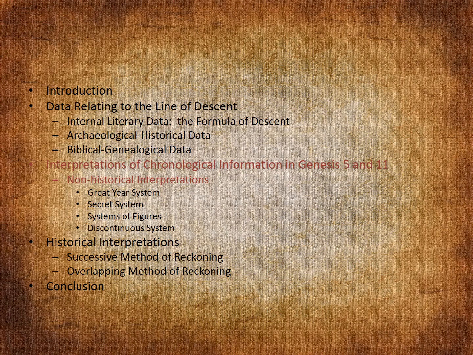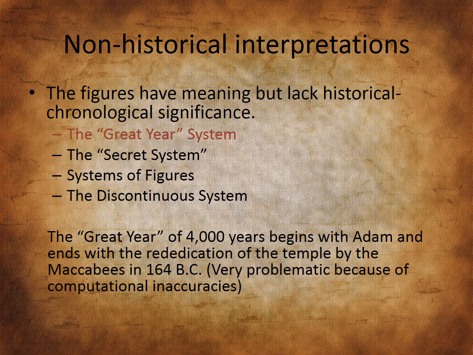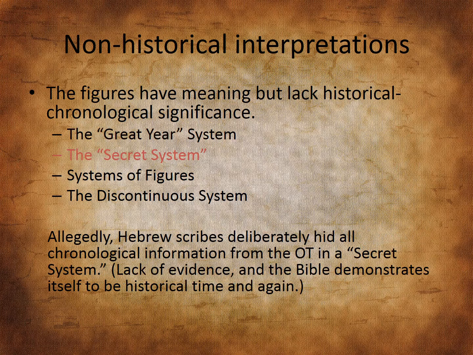Let's look at some non-literal interpretations of the numerical information. The Great Year is made up of 4,000 years. It begins with Adam and ends with the rededication of the temple by the Maccabees. This theory is very problematic because of numerous computational inaccuracies. Allegedly, Hebrew scribes deliberately hid all chronological information from the Old Testament in a secret system. There's a lack of evidence for this theory, and time and again the Bible demonstrates itself to be historically accurate.